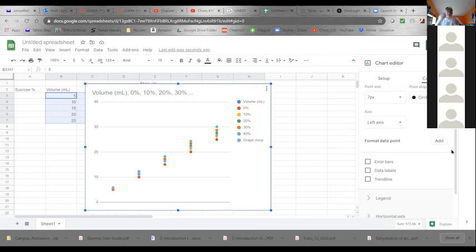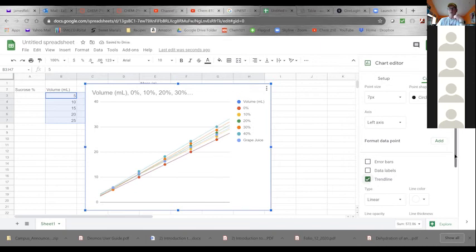Now, the trend line means what it says. It will fit a line in between all those points from each group of data. If it's linear, it'll put a linear line there. If it's logarithmic and goes up like this, it'll fit a logarithmic one. But let's just hit trend line and tell it we want a linear fit.